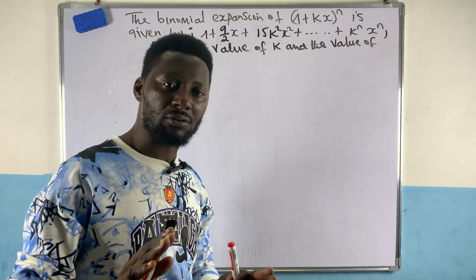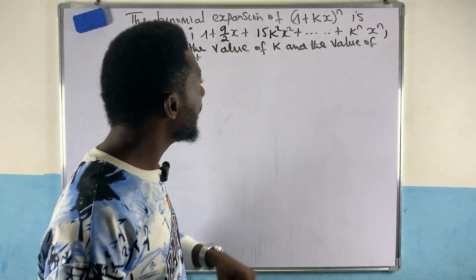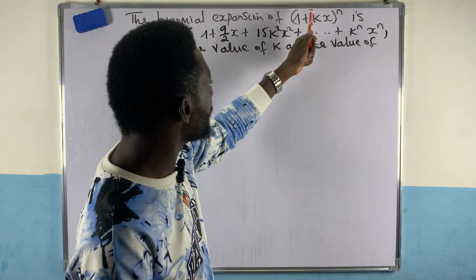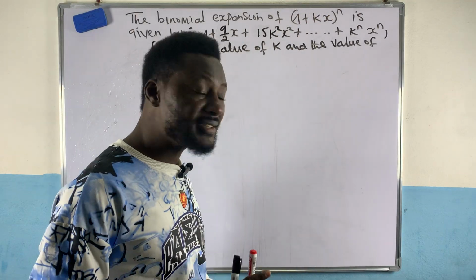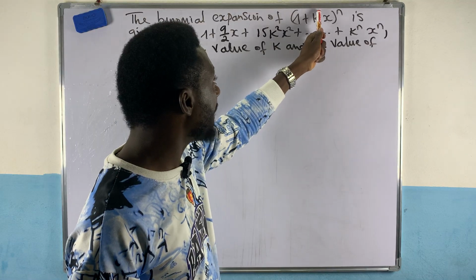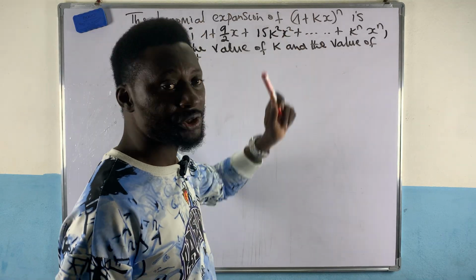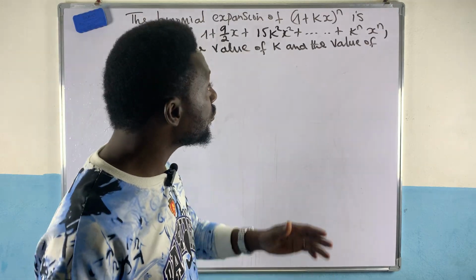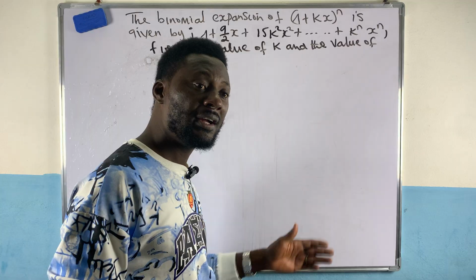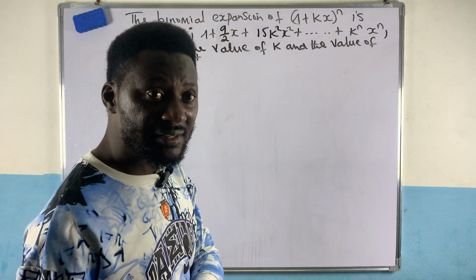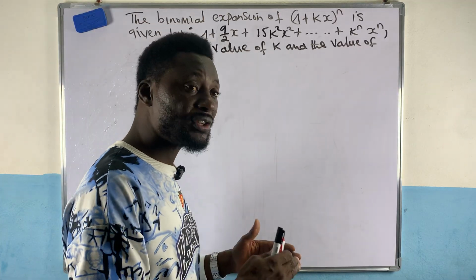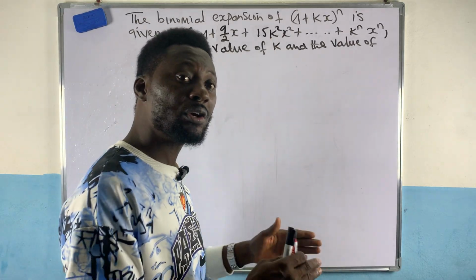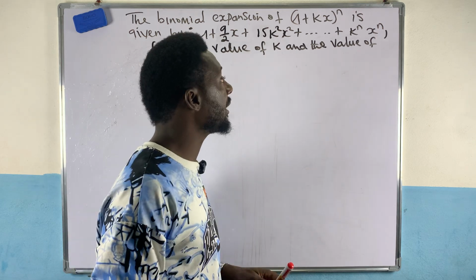So what is the method? The method is simple. They say this expansion is the same as this. This binomial expansion, this one is the same as this. So it means we have to expand this binomial and equate it to this expansion. Then the constant term on the right hand side should be equal to the constant term on the left hand side. The coefficient of x on the right hand side should be equal to the coefficient of x on the left hand side. And the coefficient of x squared on the right hand side should be equal to the coefficient of x squared on the left hand side.